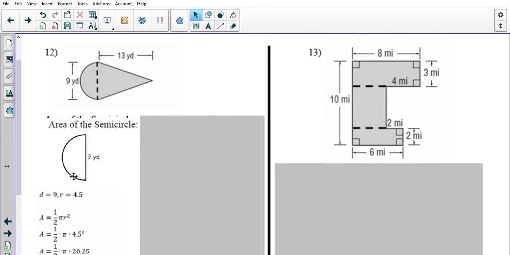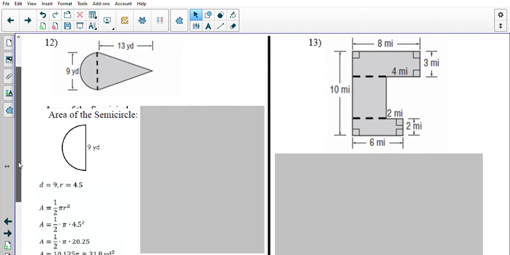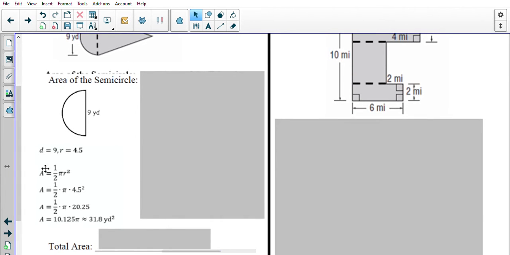You don't necessarily need to do that, but it does help us to identify the key parts. So let's remember this is a semicircle. The formula for the area of a semicircle is half times pi times the radius squared. I know that the diameter of this semicircle is 9 because it goes the entire way across the circle. That means the radius is half of that, which is 4.5. So we'll do half times pi times 4.5 squared.